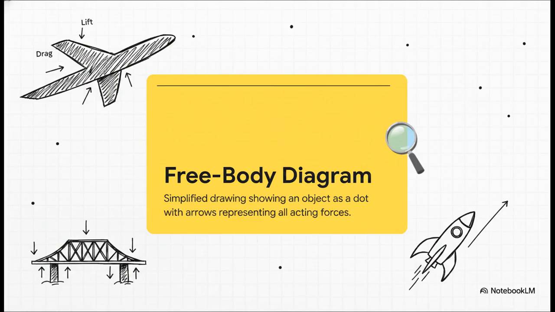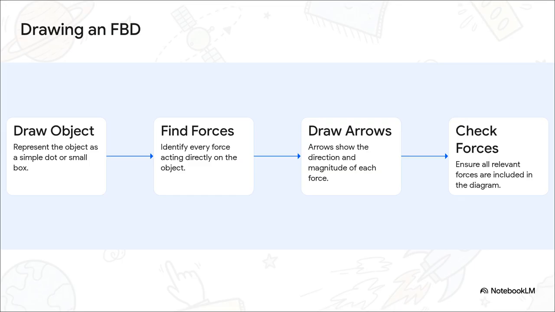Professional engineers literally rely on these daily to do things like design aircraft wings, calculate bridge loads, and even plan spacecraft trajectories. By visually isolating an object from its messy environment, you can decode exactly what forces are controlling it. And creating one is actually incredibly simple.